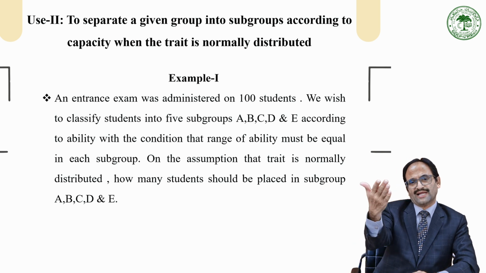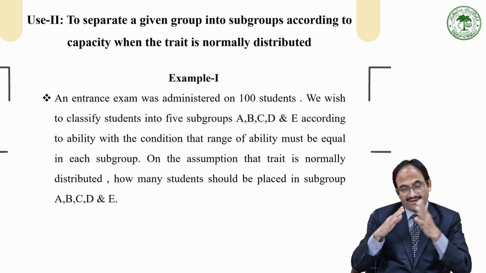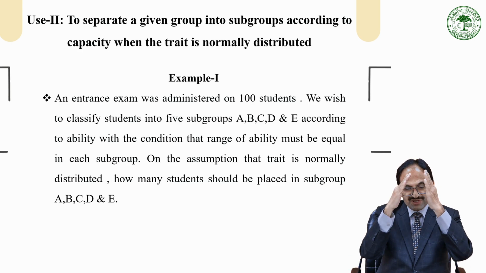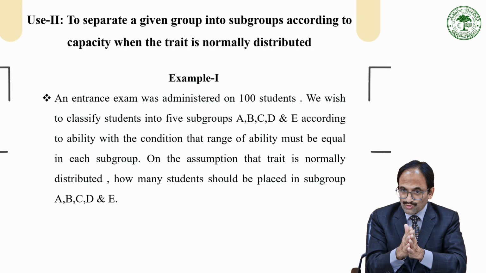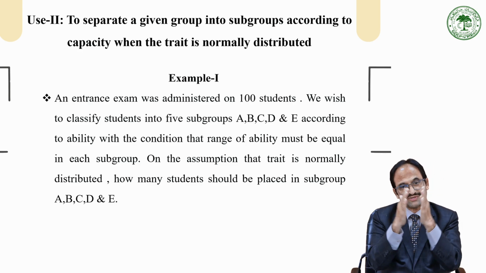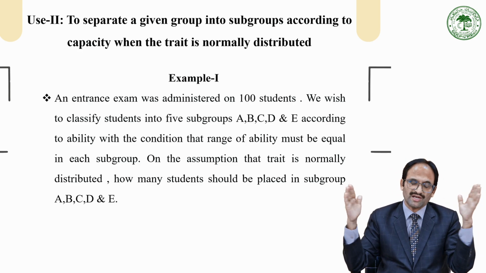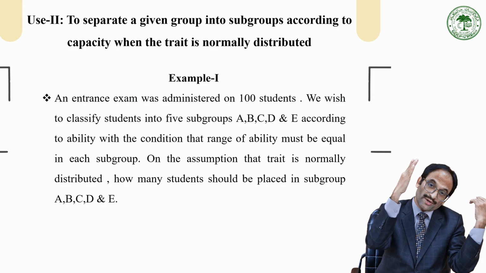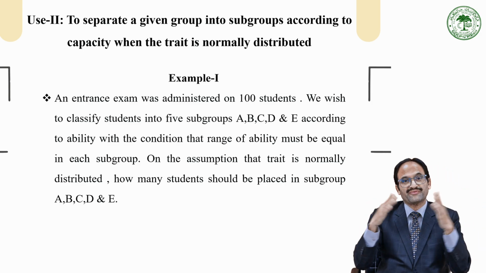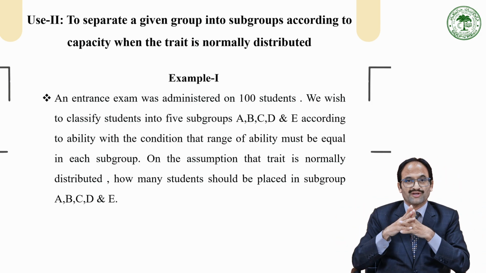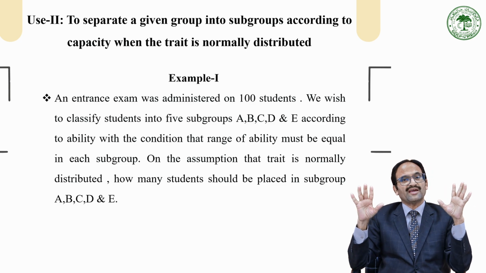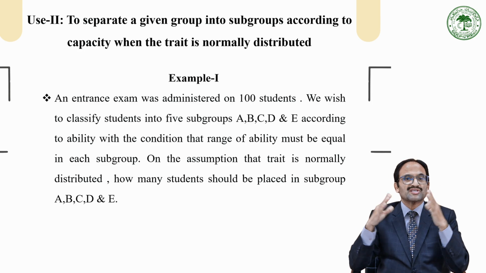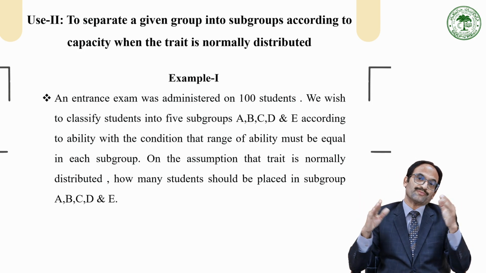In this type of problem, remember that first we locate the mean. Why do we locate the mean? Because the mean is the point which divides the whole curve into two equal halves. So, the moment we locate the mean, it becomes easy for us to divide the whole curve into various groups. Here, remember we have to classify the students into 5 subgroups.